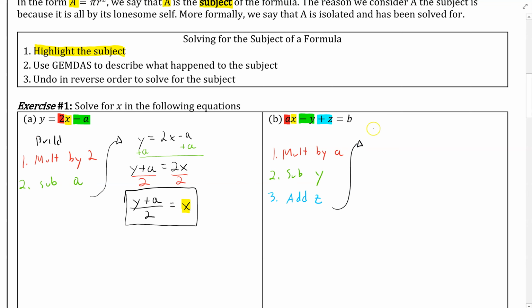So first, I'll copy down the problem. And so we need to undo the adding of z. And so I will subtract z from both sides, which gives me ax minus y is equal to b minus z. Again, these letters are completely different, so we can't really combine them. Now I need to undo the subtraction by y, and so I will add y to both sides.